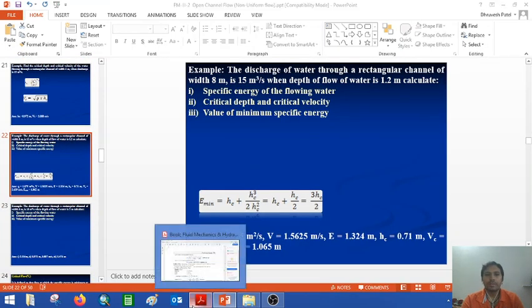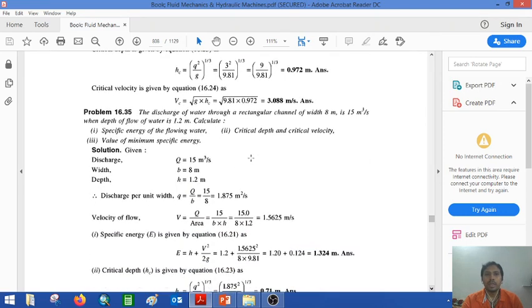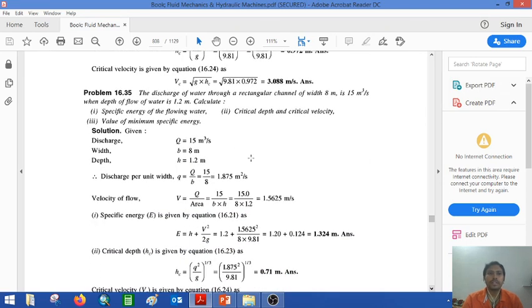I will refer to the same example, which is on page 808, and you can refer to it. The first task is to write down all the quantities mentioned in the example. The quantities are Q, 15 meter cube per second, width of the channel 8 meter, and depth of the flow 1.2 meter. Now the discharge per unit width, q, we can find with the help of Q by B, so 15 by 8, and we get the unit meter square per second.